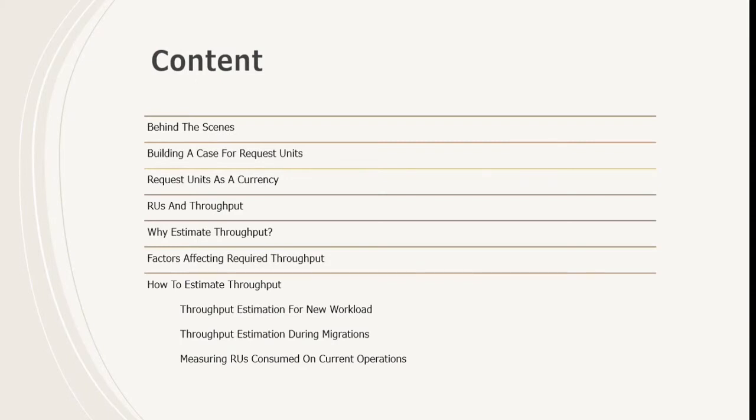This is how today's session will be lined up. We'll first talk about what happens behind the scenes when we execute requests in Cosmos DB, then why we need something like request units at all, then how request units are used as a currency to pay Cosmos bills, then the relationship between RUs and throughput, why you need to estimate throughput and where you actually have to use it, and the factors that affect required throughput. At the end we'll cover the most important part, how to actually estimate throughput, because estimating throughput properly would go a long way in reducing your costs on Cosmos DB. That's how we'll be covering the topics for today.